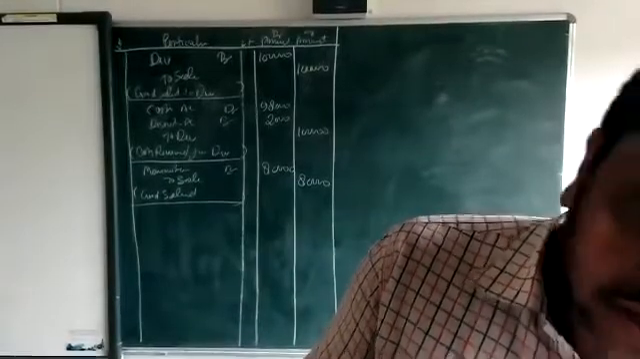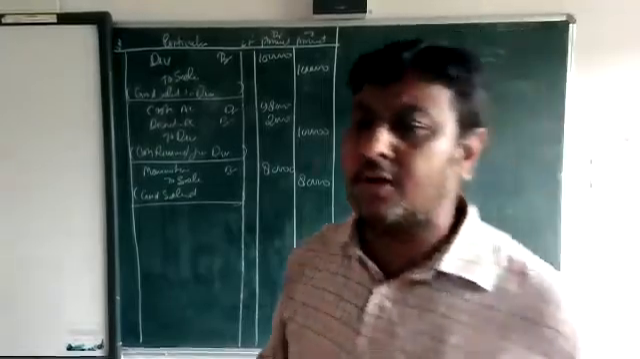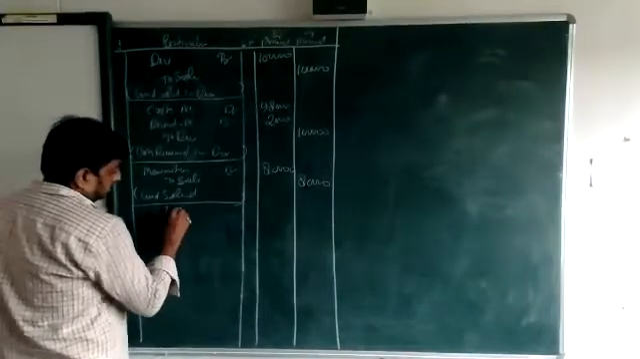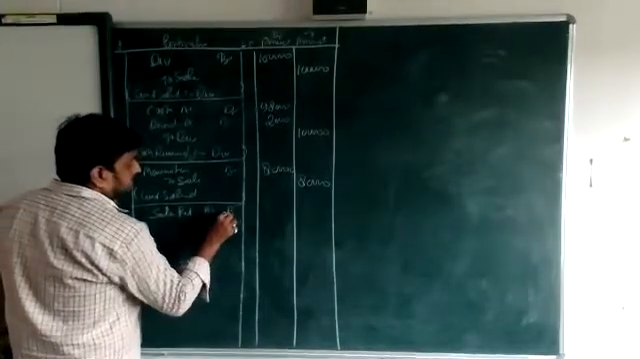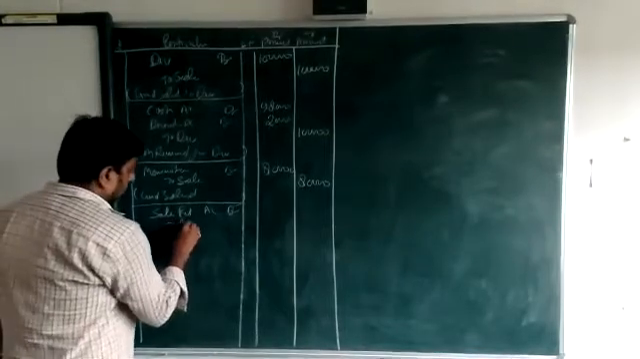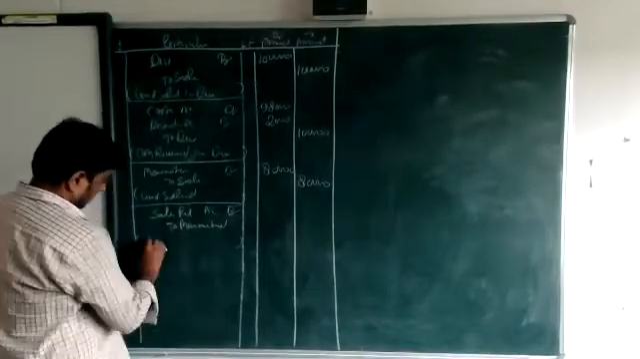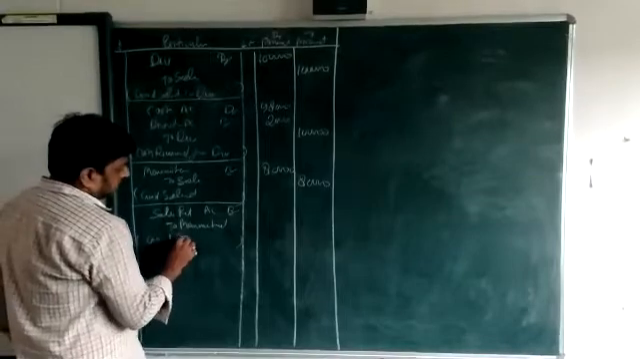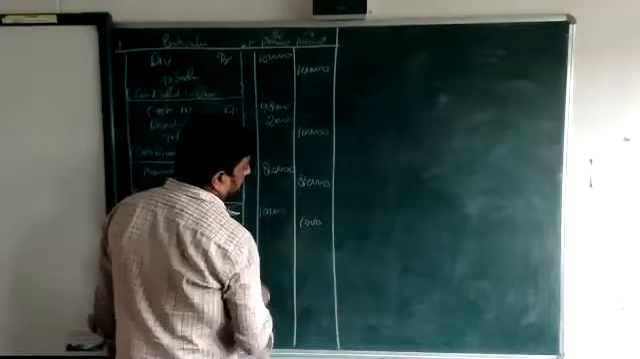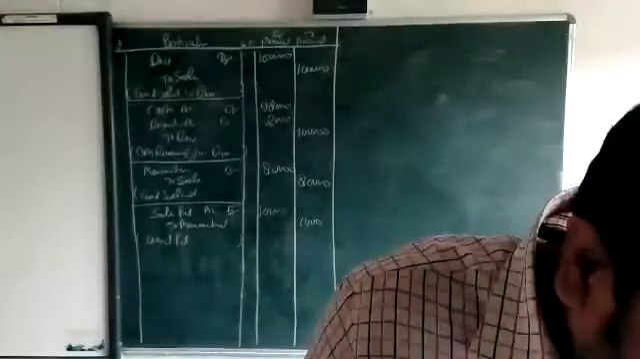Manmohan returned goods. Manmohan returns goods of 1,000, beta. Goods return means sales return. Sales return account debit. Sales return will debit, beta, to Manmohan, goods return 1,000. Okay, clear? Then go for the next.